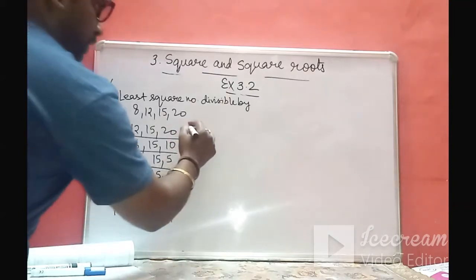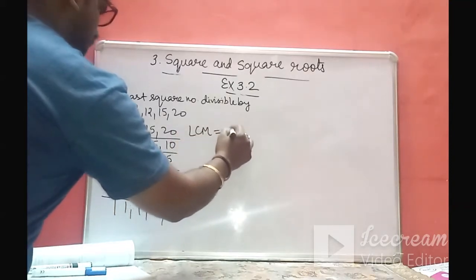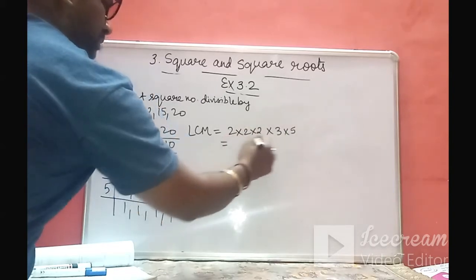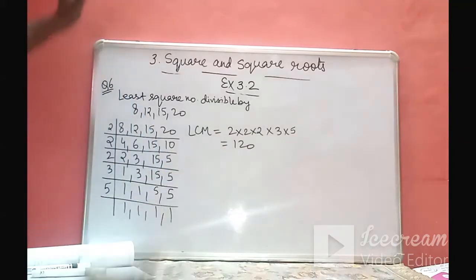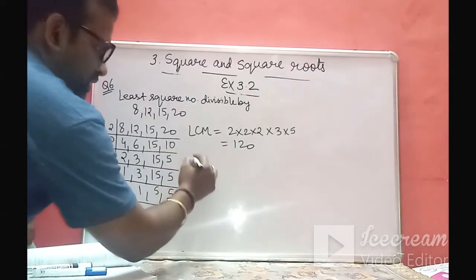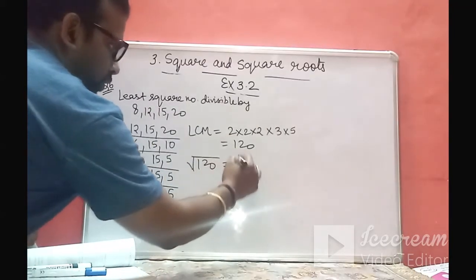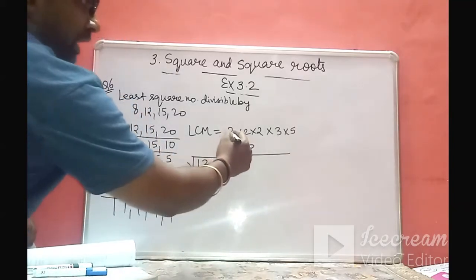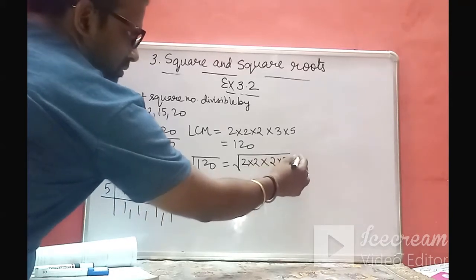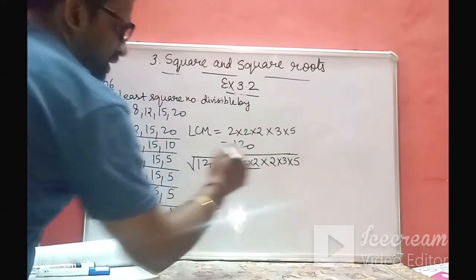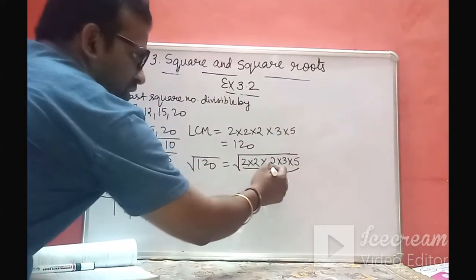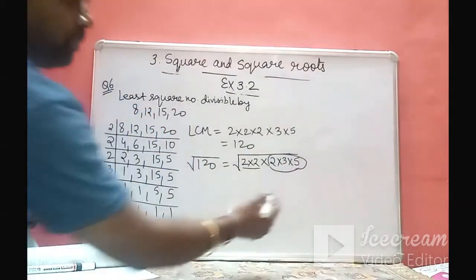Okay. So what we know? LCM is how much? 2 into 2 into 2 into 3 into 5, that is 120. Now whether 120 is a perfect square or not. For that what we need? The prime factorization of 120, and it is already written there, so I will not calculate it separately. So we can see here that only one pair has been formed and these three numbers are not having any pair.